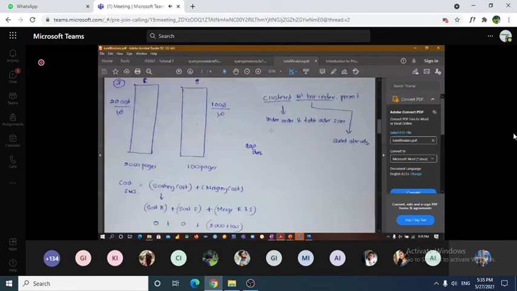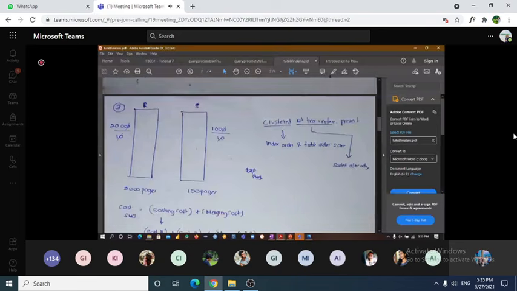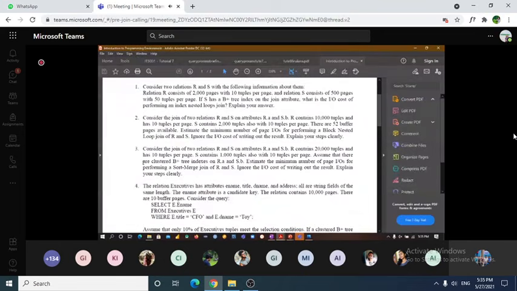In tutorial 8, the third question: consider the join of two relations R and S. R contains 20,000 tuples and has 10 tuples per page. S contains 1,000 tuples with 10 tuples per page. So I told you they will give you the tuples. From that you have to identify the number of pages. But the thing that you have to check here is, assume that there are clustered B plus tree indexes on R and S. Now, so far what we did, there were no indexes.